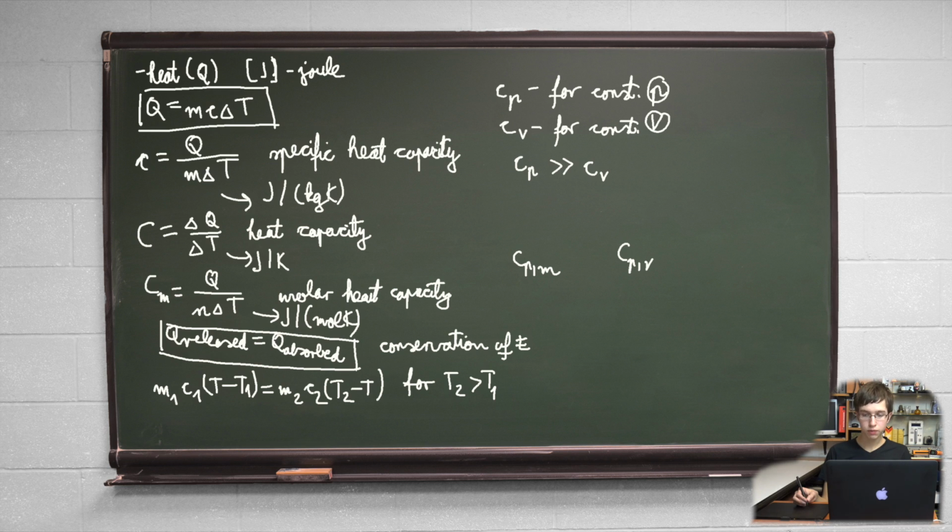We can write this calorimetric equation in other ways, but in this way, as we have written it, the second body has greater temperature than the first one, so T2 is greater than T1. So for this T2 greater than T1, we have this relation.